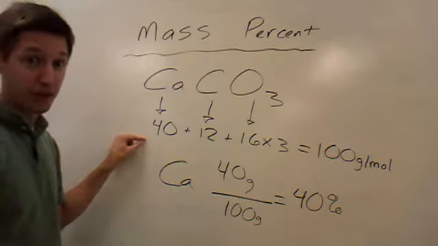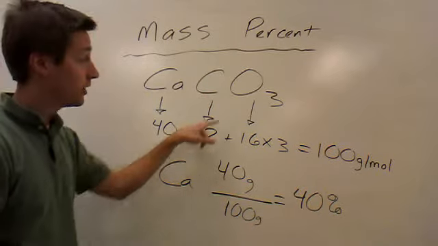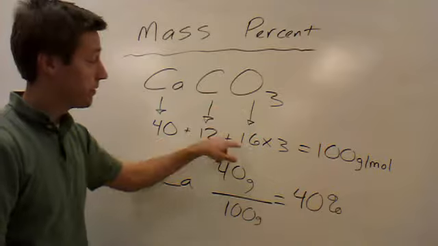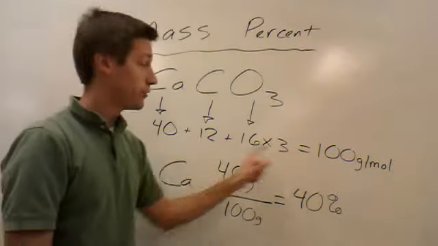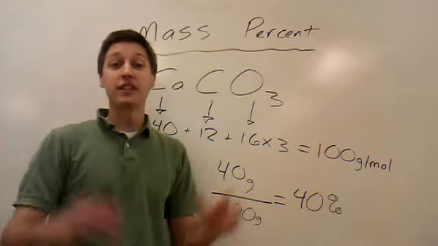Calcium has a mass of 40 on the periodic table. Carbon has a mass of 12. We have 3 oxygens in this formula, 16 times 3. Add all those up together, you get 100 grams. So that's the mass of the entire thing.